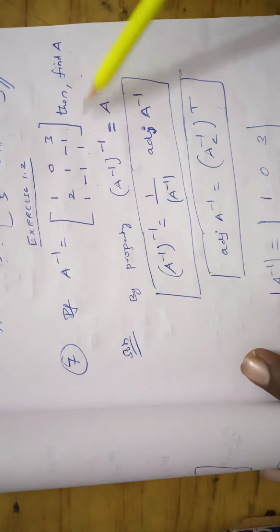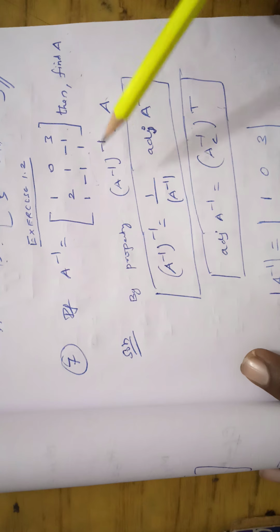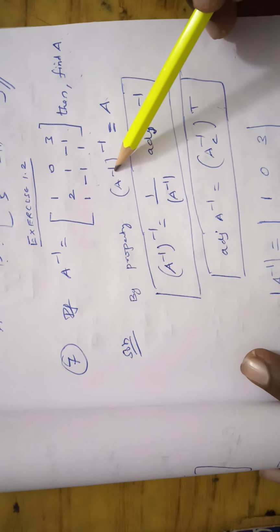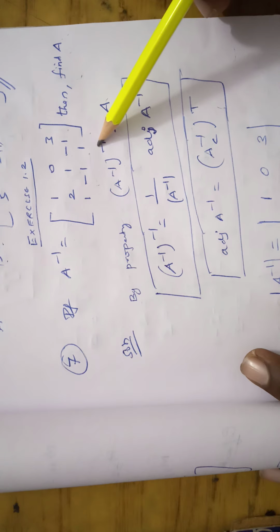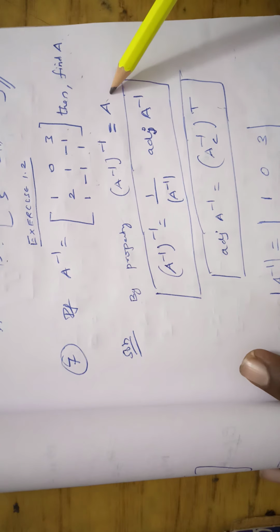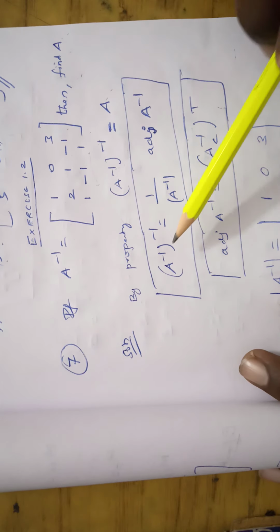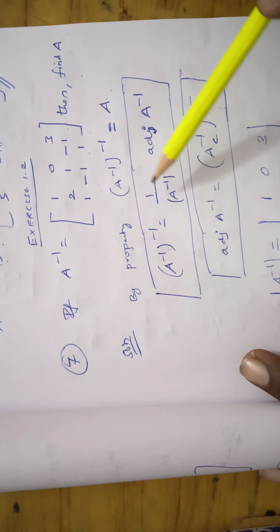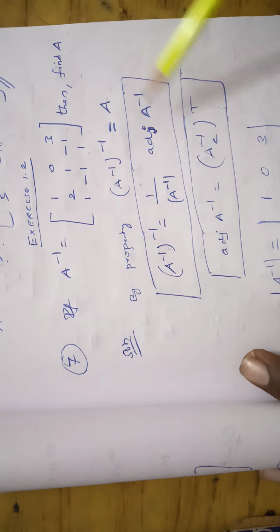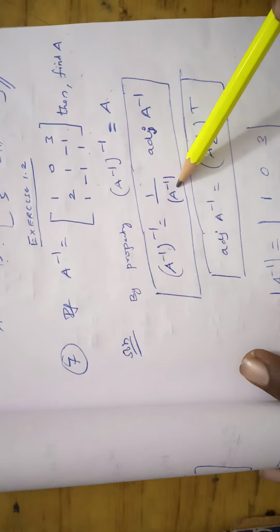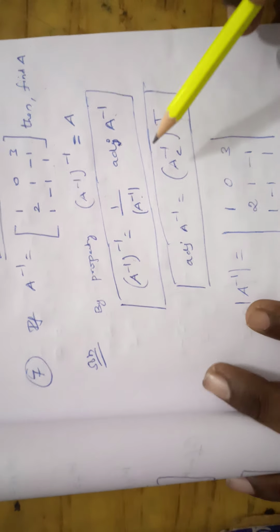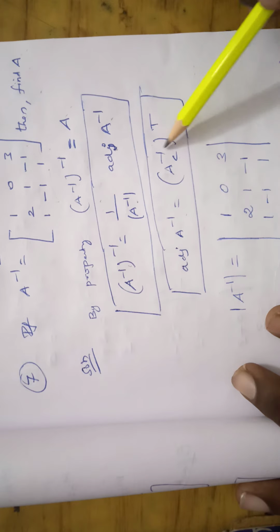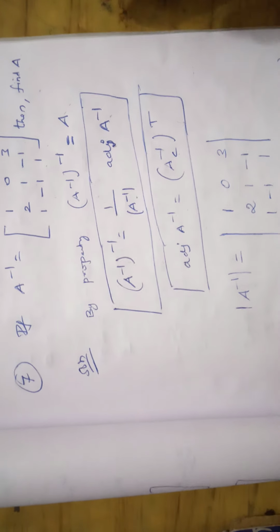This is one of the properties of the matrix. So A inverse, and then taking the inverse, is equal to A. (A inverse) inverse is given by the same formula for inverse: 1 by determinant of A inverse into adjoint of A inverse. The adjoint of A inverse equals the transpose of the cofactor matrix of A inverse.